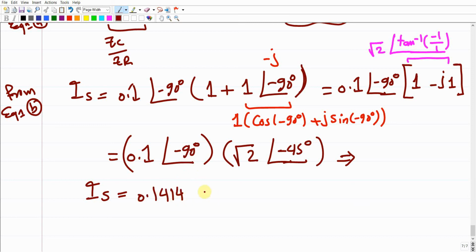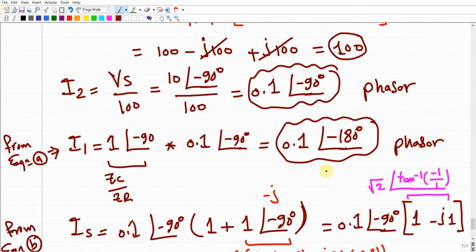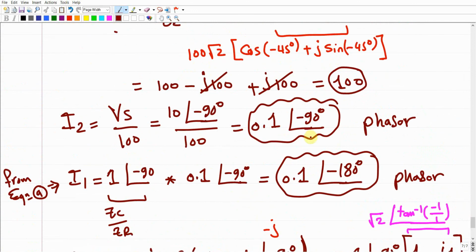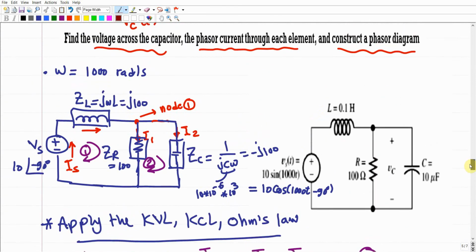0.1414, and the angle is going to be negative 90 plus negative 45, which is negative 135 degrees. Make sense? So this is going to give us the current IS in the phasor form, as well as the currents I1 and I2 in the phasor form. And these are some of the requirements.